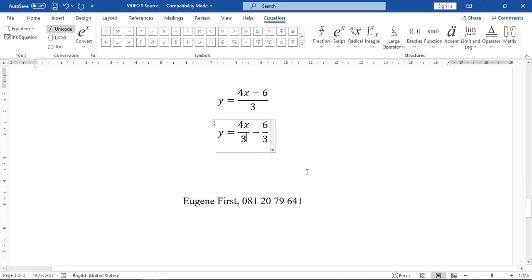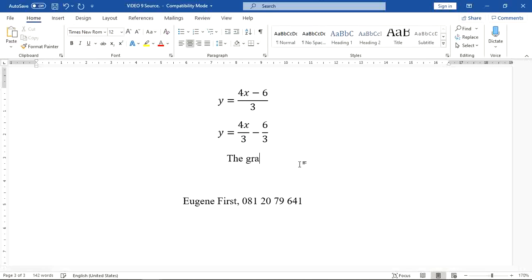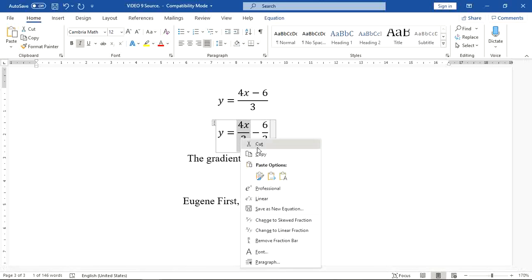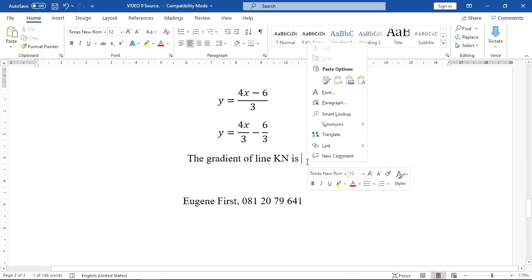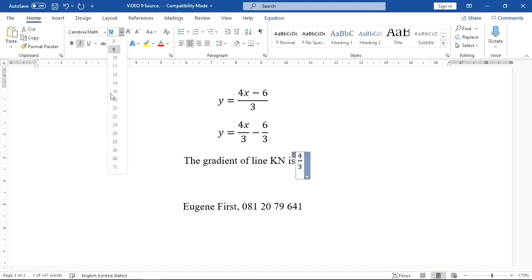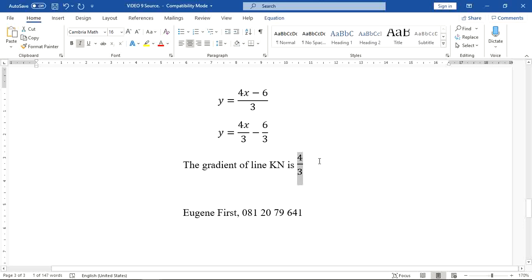So we can now say the gradient of line KN is this fraction without an x. If you can just allow me to copy this. Is 4x, this fraction without the x. Okay, that's the gradient. That's what we are looking for, 4/3.